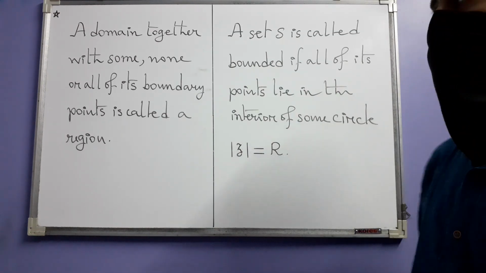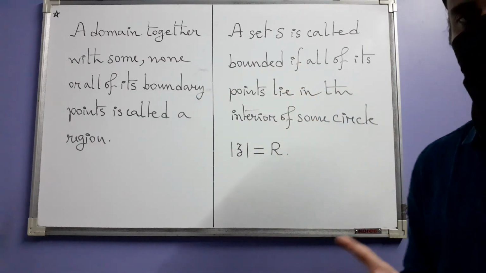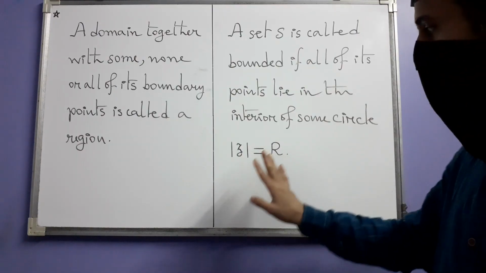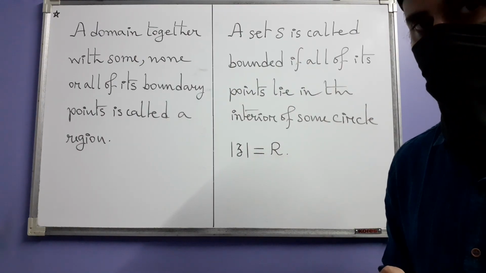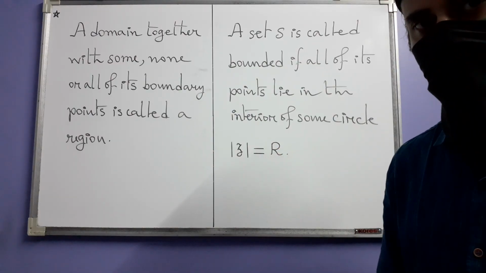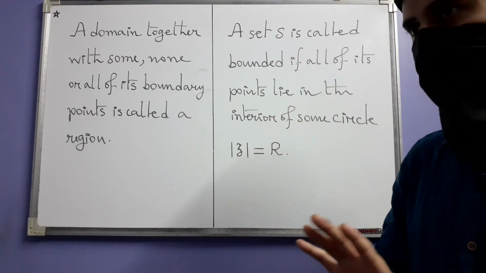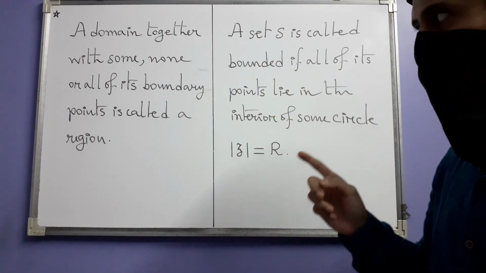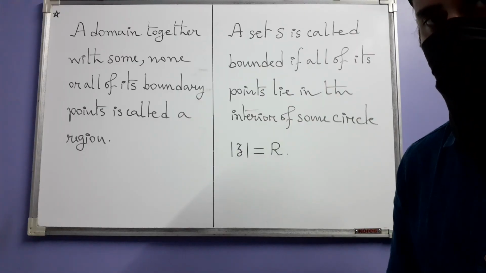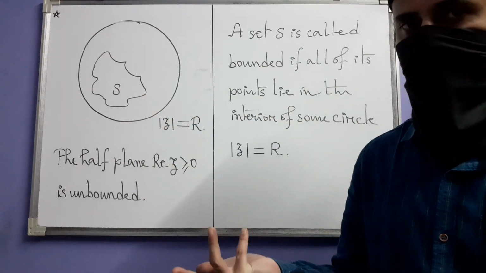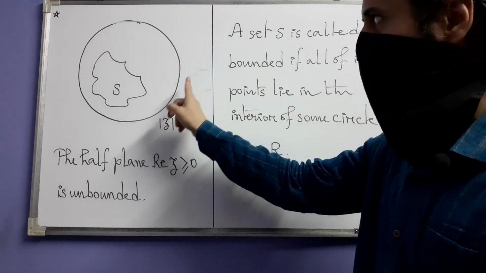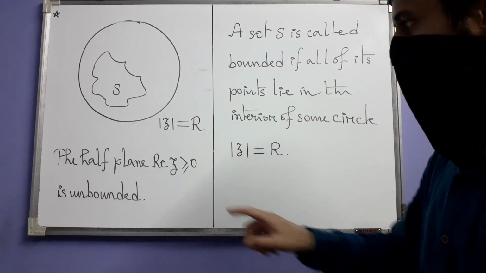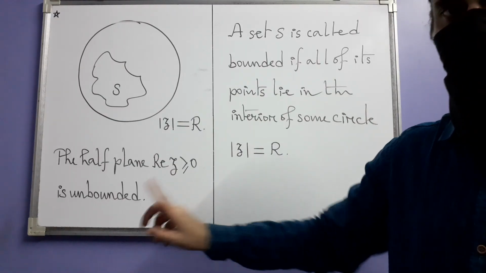Next we have bounded sets. A set S is called bounded if all of its points lie in the interior of some circle of radius R, where R is some positive real number, for a large enough R. But if no such circle exists which can capture all the points of the given set S, then S is called unbounded. So this set, some set in the complex plane, is bounded because there is a large enough circle to contain it fully, whereas this half plane is not bounded.